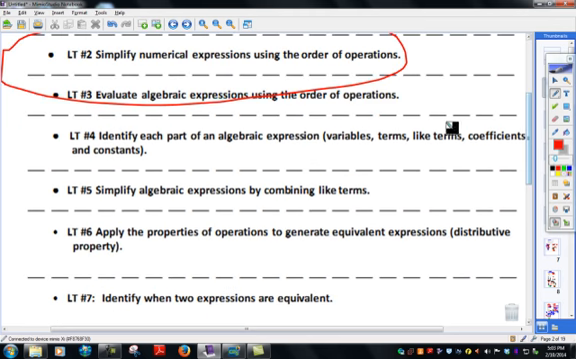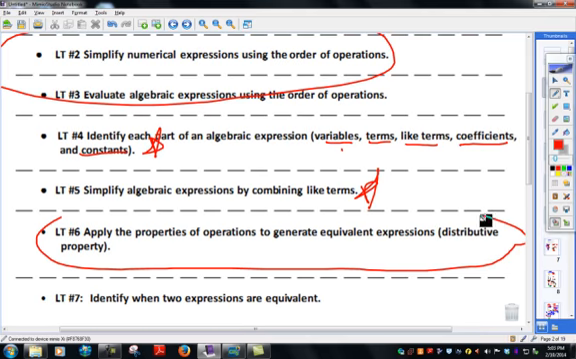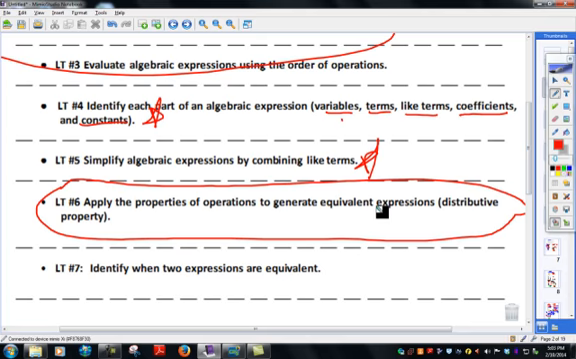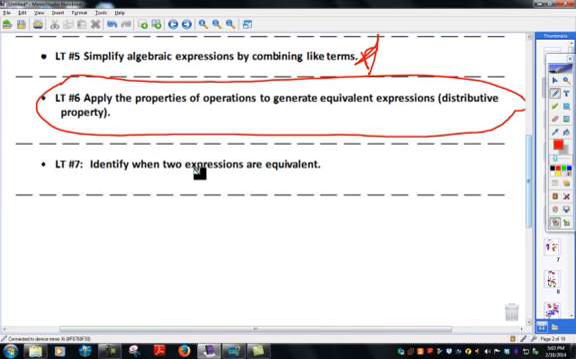Where it really became new is on these ones here. This is where it really got cranked up. Being able to identify variables, terms, like terms, coefficients, and constants. Okay. Then we got to 6, and again, that was kind of review. We learned about expanding, and then we learned about factoring to make equivalent expressions. Now we're going to be able to identify when 2 expressions are equivalent. This is pretty easy. That's why I saved it for last. Easiest for last is how I like to do things. So let's see how we do.